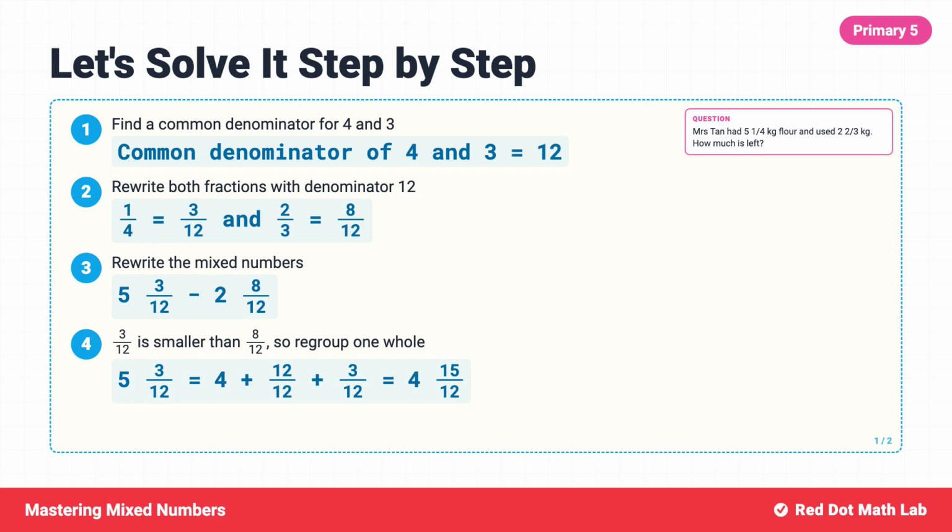Now look carefully. 3/12 is smaller than 8/12, so we cannot subtract yet. We must regroup one whole. We take one whole from the 5, which is 12/12, and add it to 3/12. This gives us 4 15/12.